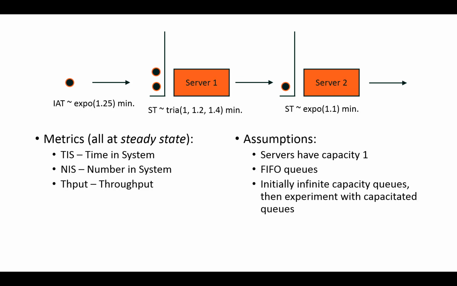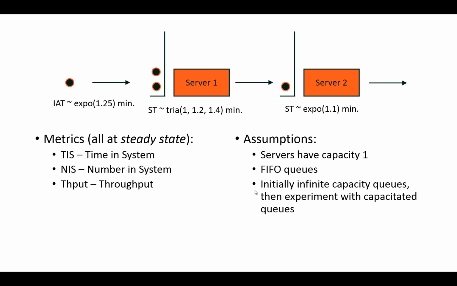So this is the second video in this module, and we are building a Simio model of a tandem queuing system. So you can see the information that we have here. We have server 1 and server 2. The inter-arrival time and service times are given. The metrics that we're interested in are time in system, number in system, and throughput, all at steady state. And we have some standard queuing assumptions. Servers have capacity 1, FIFO queues, initially infinite capacity queues.